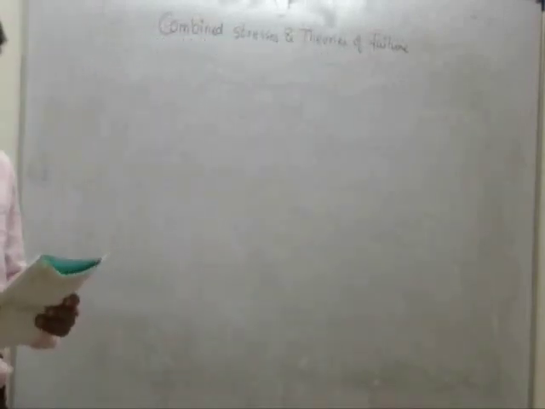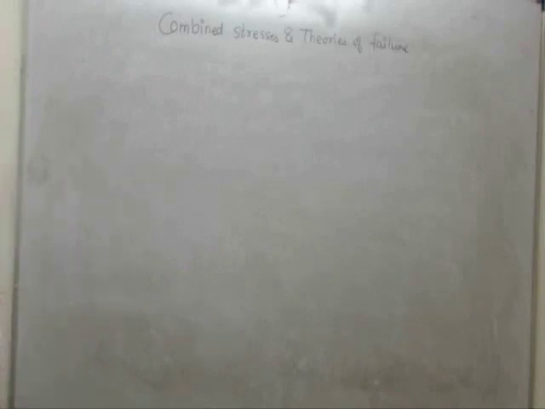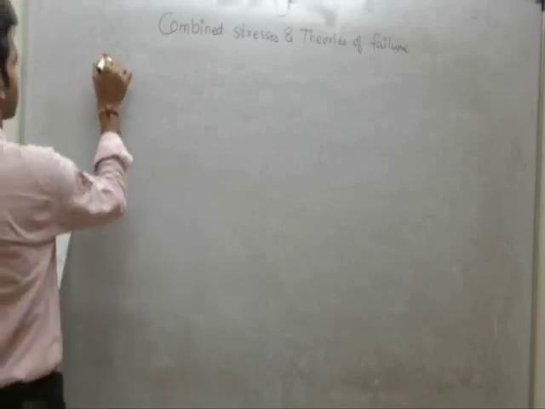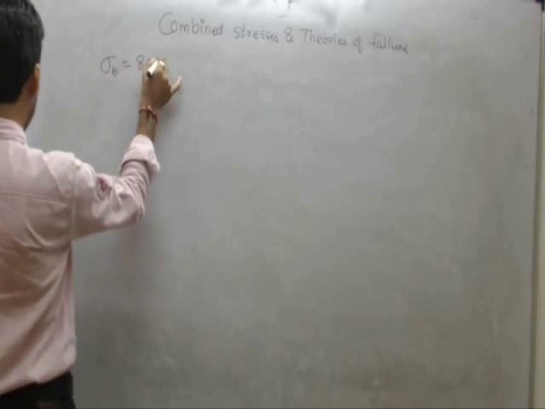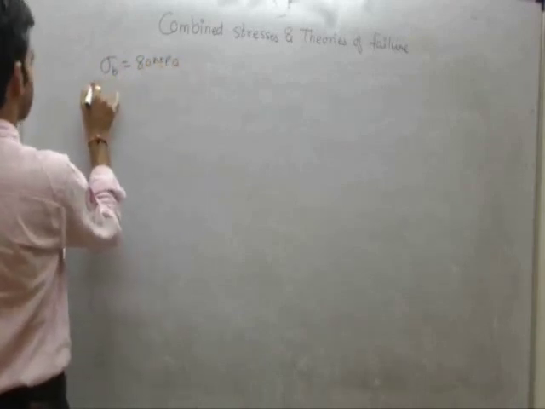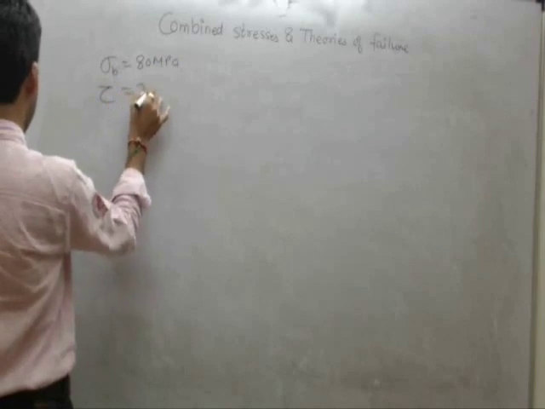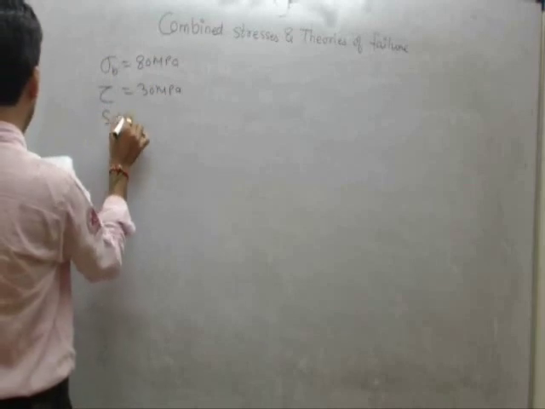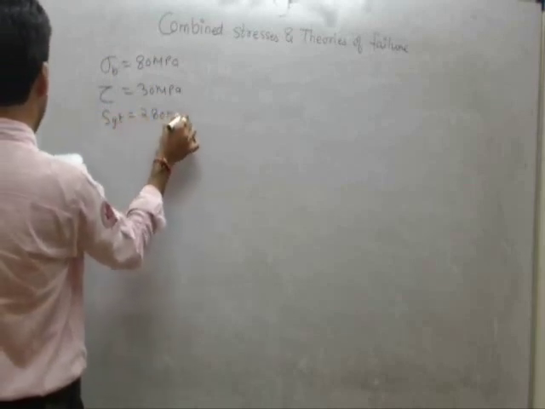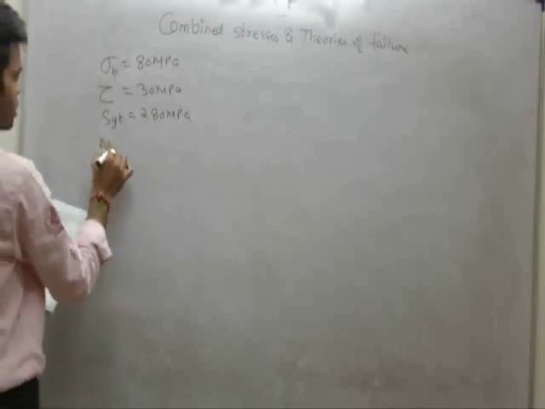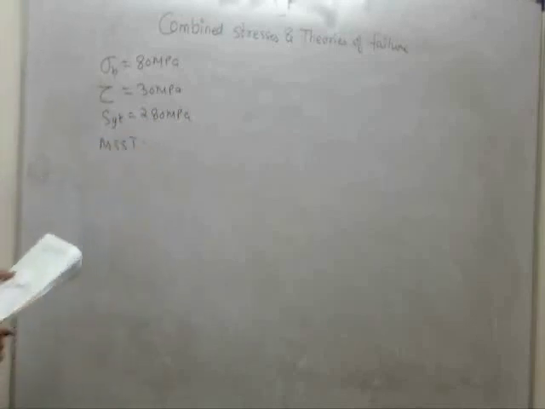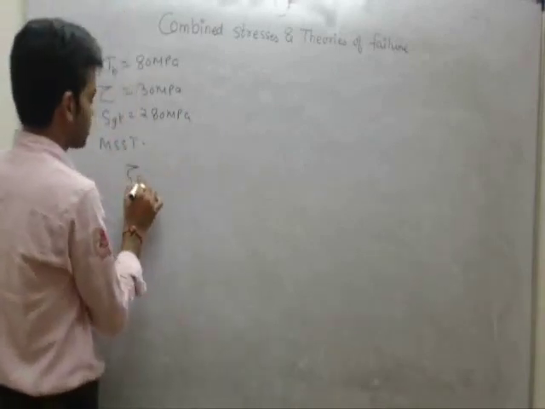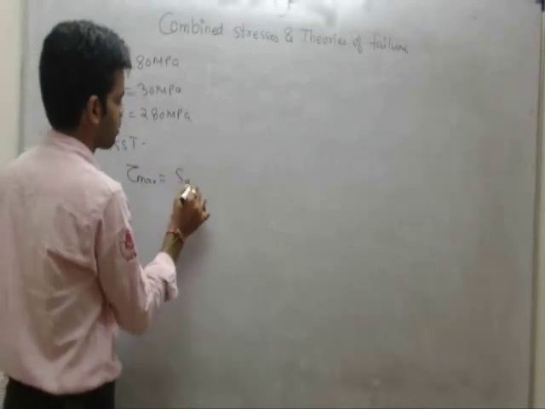A shaft is subjected to a maximum bending stress of 80 megapascal and a maximum shear stress of 30 megapascal at a particular section. Maximum bending stress, that means sigma B is given as 80 megapascal, and maximum shear stress tau is given as 30 megapascal at a particular section, and the yield point is also given. Yield point in tension is given as 280 megapascal and maximum shear stress theory is used. The factor of safety obtained will be, we know according to maximum shear stress theory, tau max is equal to SYT upon 2n.